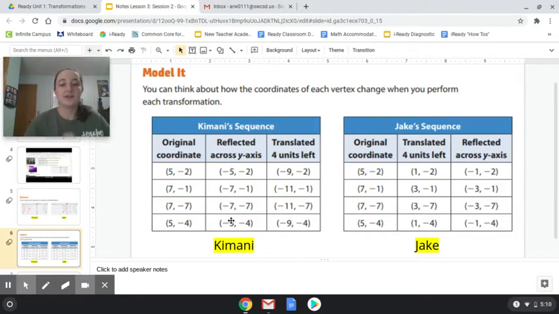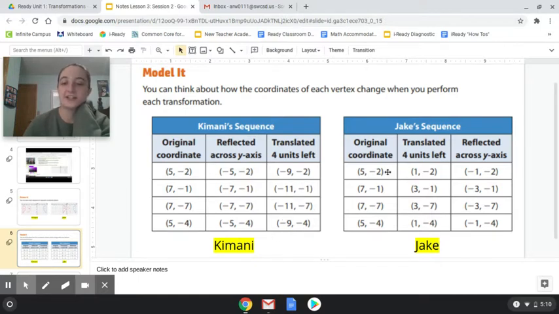From there, they translated 4 units to the left, which means you're going to take each of your x values and subtract by 4, since you're going to the left 4. So -5 minus 4 is -9. -7 minus 4 is -11. -7 minus 4 is -11. And then again, -5 minus 4 is -9. So these were the final coordinates for Kamani.